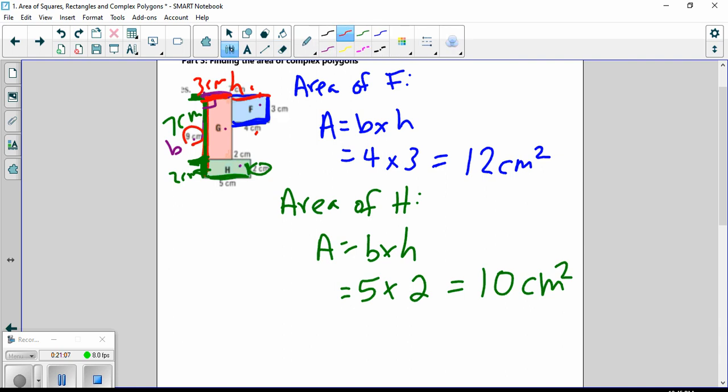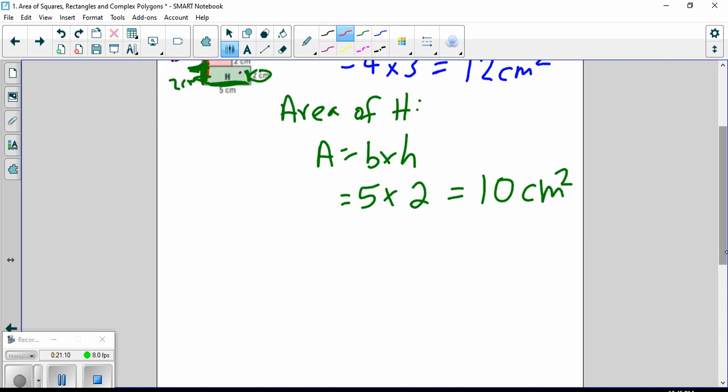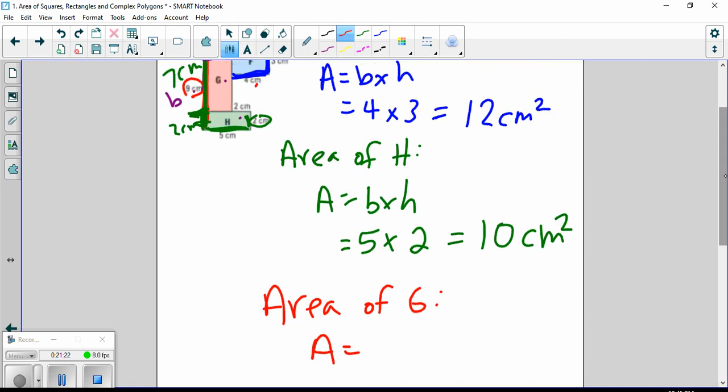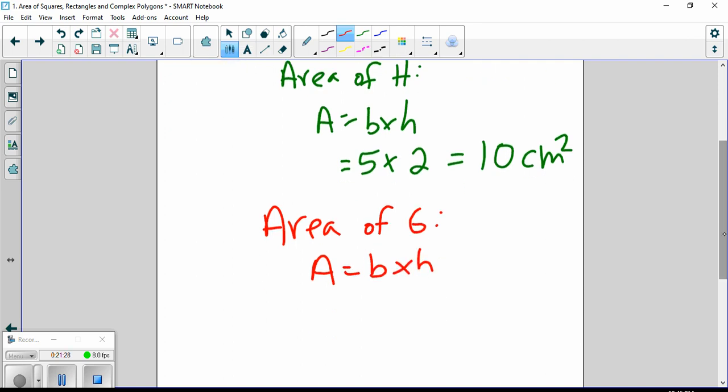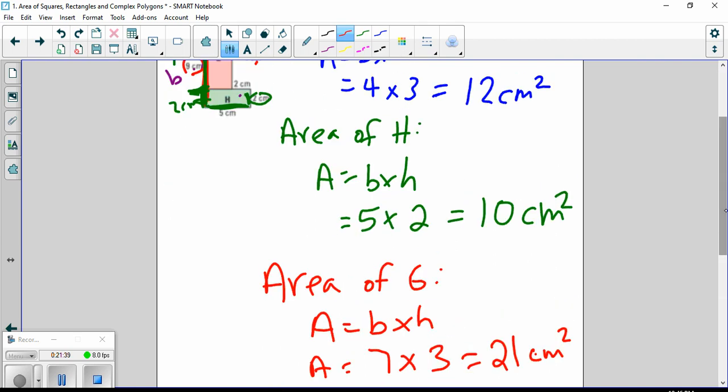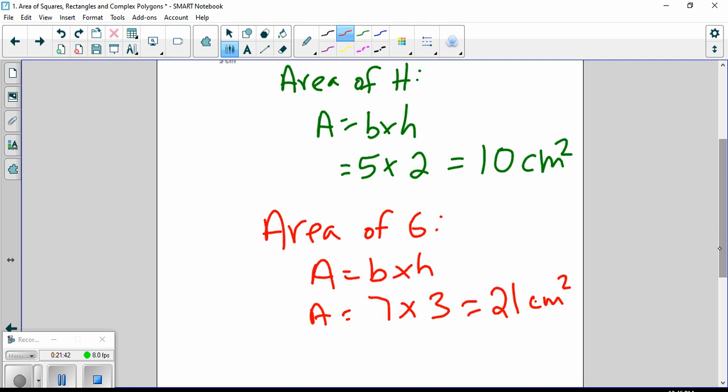So to find the area of G, I'm going to do area equals base times height. My base we said was 7, so area is 7 times 3, which is 21. This is centimeters squared. So that's the area of G. Now I'm not quite done, because I found the area of each individual piece. Now I need to find the area of all of them.